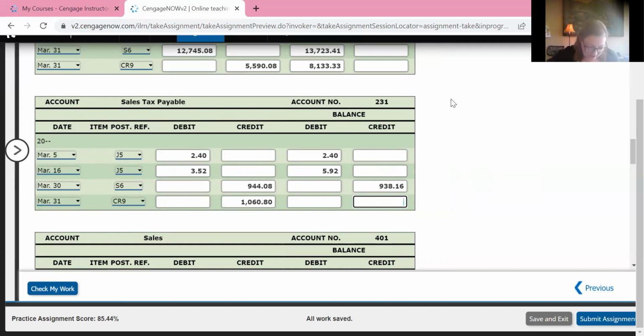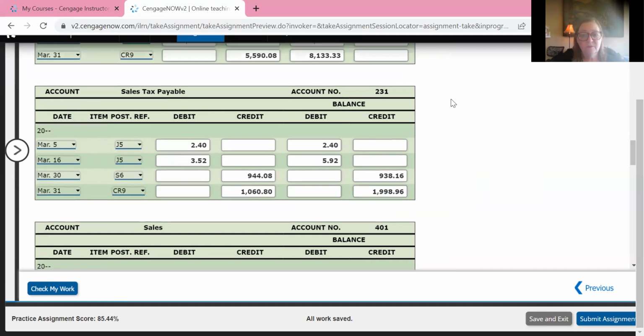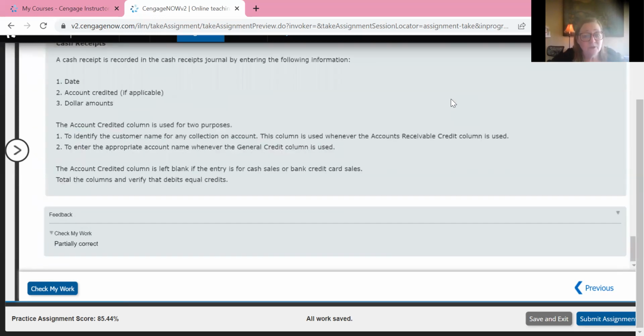Okay, so I got a 938.16 plus a 1,060.80 for sales tax payable. That's going to bring me to an ending balance of 1,998.96. Now, hopefully I didn't key something in wrong, but there is a chance that my finger slipped and I put the wrong thing. So I have to check my work, right?